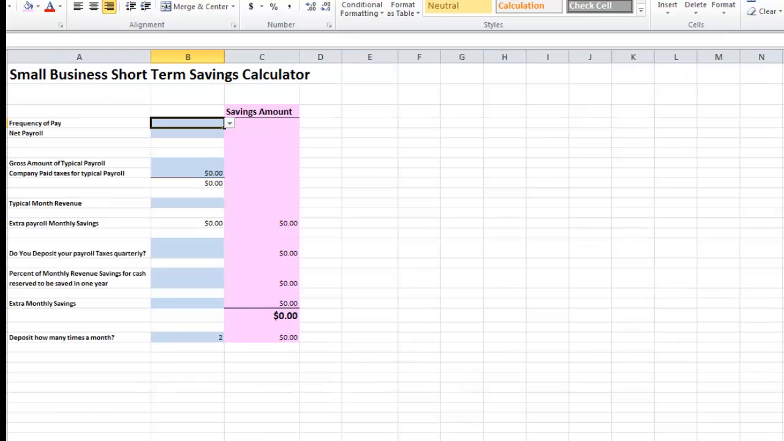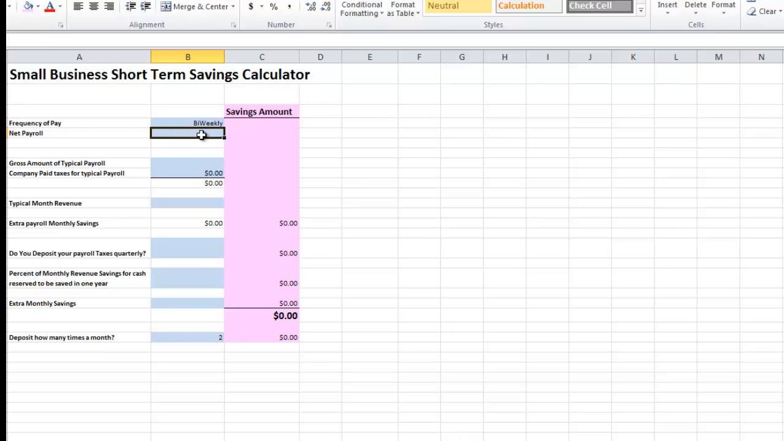Okay, so we're going to go back over here. The cash savings, first thing we want to do is identify how frequently you pay. So we're going to say that this person pays bi-weekly, for example. Then we want to go down to the next thing.